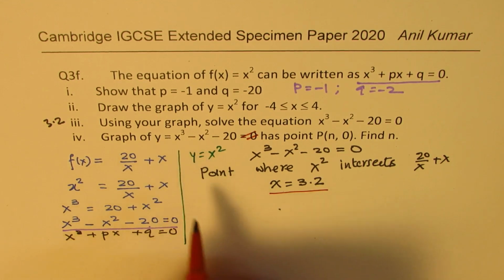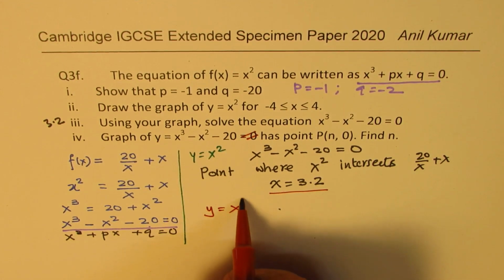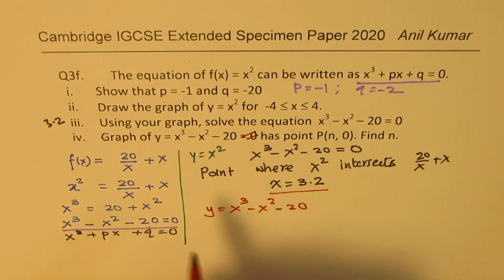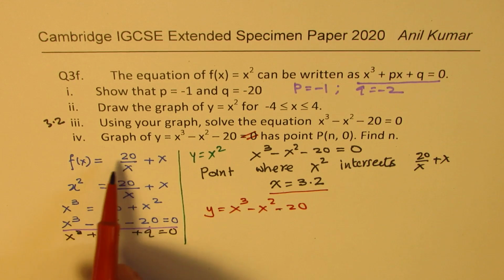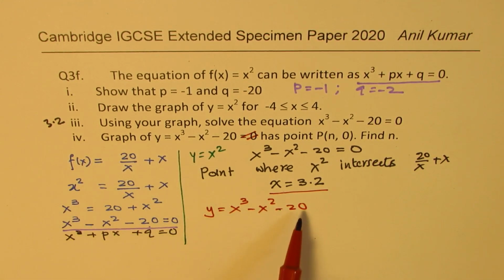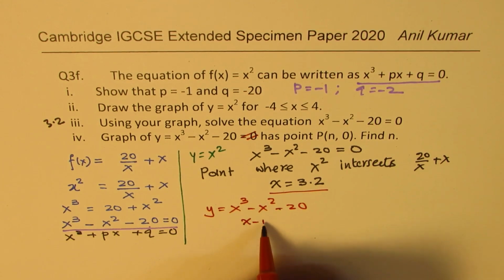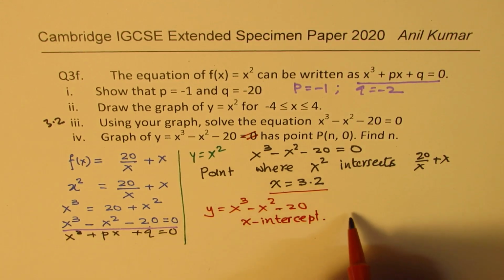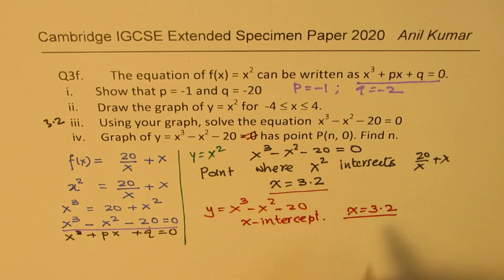So how did you get this equation? y equals x cubed minus x squared minus 20. We got this equation by equating x squared to the function. So when you bring x squared to the right side, you get this equation. So we are looking for the x-intercept. So that x-intercept has to be at x equals 3.2. So we'll write this estimate here as our answer. Perfect. So that is how we are going to solve this particular question. I hope it helps.